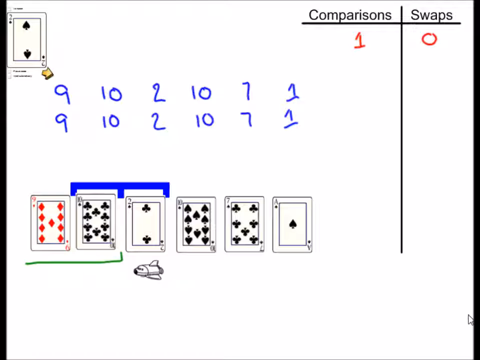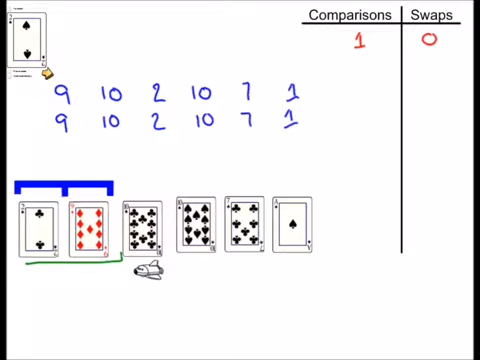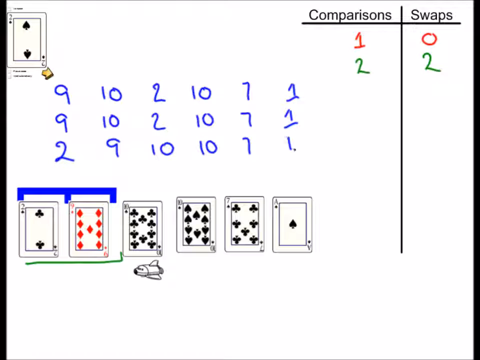I look at my 2 and my 10, I compare them, the 2 is smaller, so I'm going to swap them. Then I have a look at my 2 and my 9, I compare them, the 2 is smaller, so I'm going to swap them. So that was 2 comparisons and 2 swaps. Now because the 2's got to the end, that's the end of my pass, so I'm going to write out my numbers, 2, 9, 10, 10, 7 and 1.